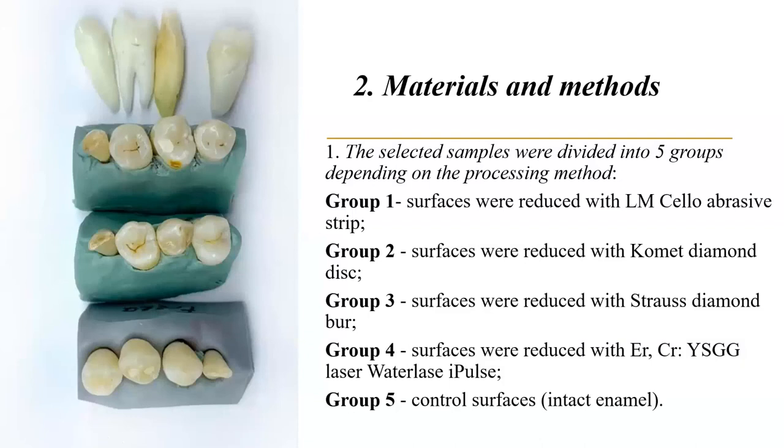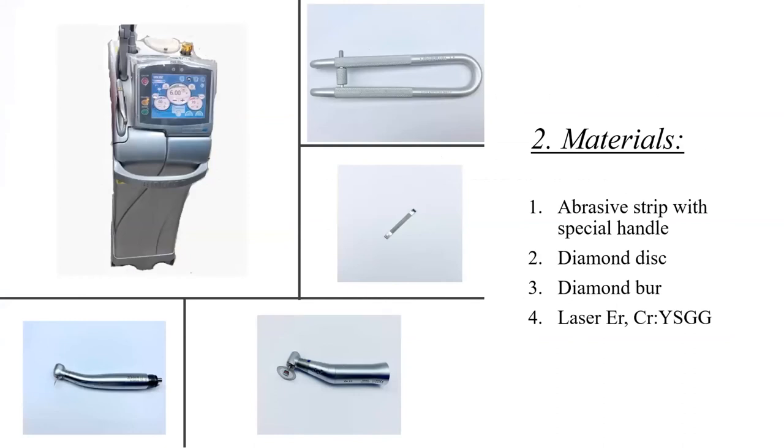The materials and methods used in this work. The first group were surfaces reduced with an abrasive strip. The second group of teeth were reduced with a diamond disc. The third one was reduced with a diamond bur. The fourth one was reduced with an erbium chromium YSGG laser. And the fifth one was intact enamel for control. The materials used, as I said, an abrasive strip, a diamond disc, a diamond bur, and the laser.